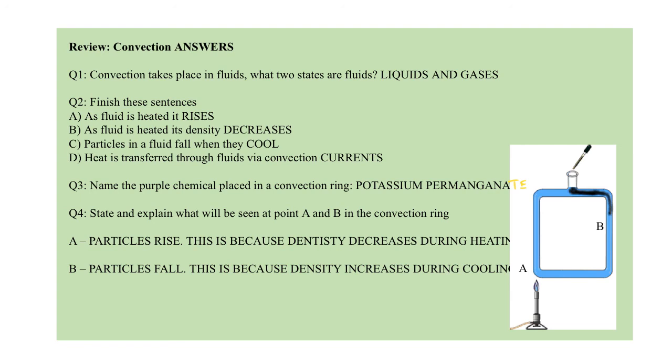So we've got A, the particles rise, and I've said that because I'm next to my Bunsen burner, and that is because density is decreasing during heating. Oh, I've spelled density wrong there. Let's just get that right. Density. Made a mistake. And at point B, I said that the particles fall, and this is because density increases during cooling. Make sure you've got them in there.